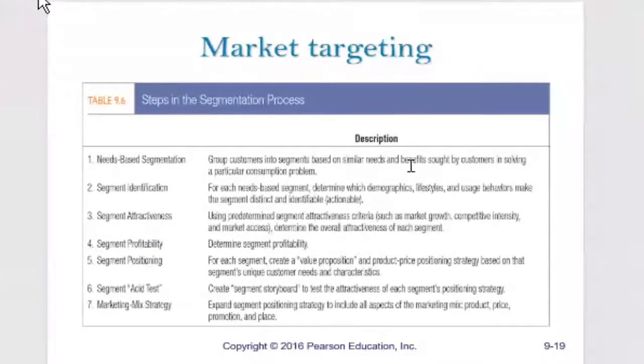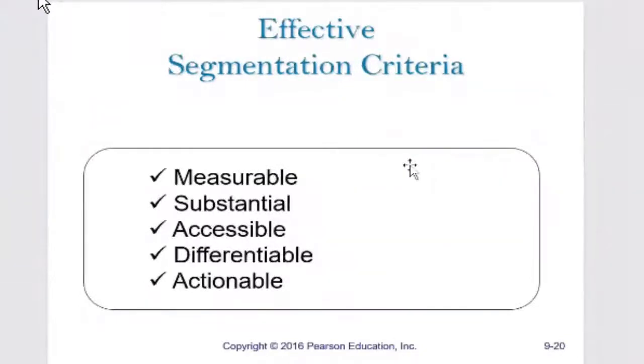And then positioning. For each segment, we create a value proposition on the basis of the customer's needs or characteristics. We also do something called the segment acid test. That is, we create a segment storyboard to look at the attractiveness and positioning of each of these segments. And then we look at the marketing mix strategy. Now, expand the segment positioning strategy, including the product, place, price, and promotion. So on this basis, we do the different types of segmenting.